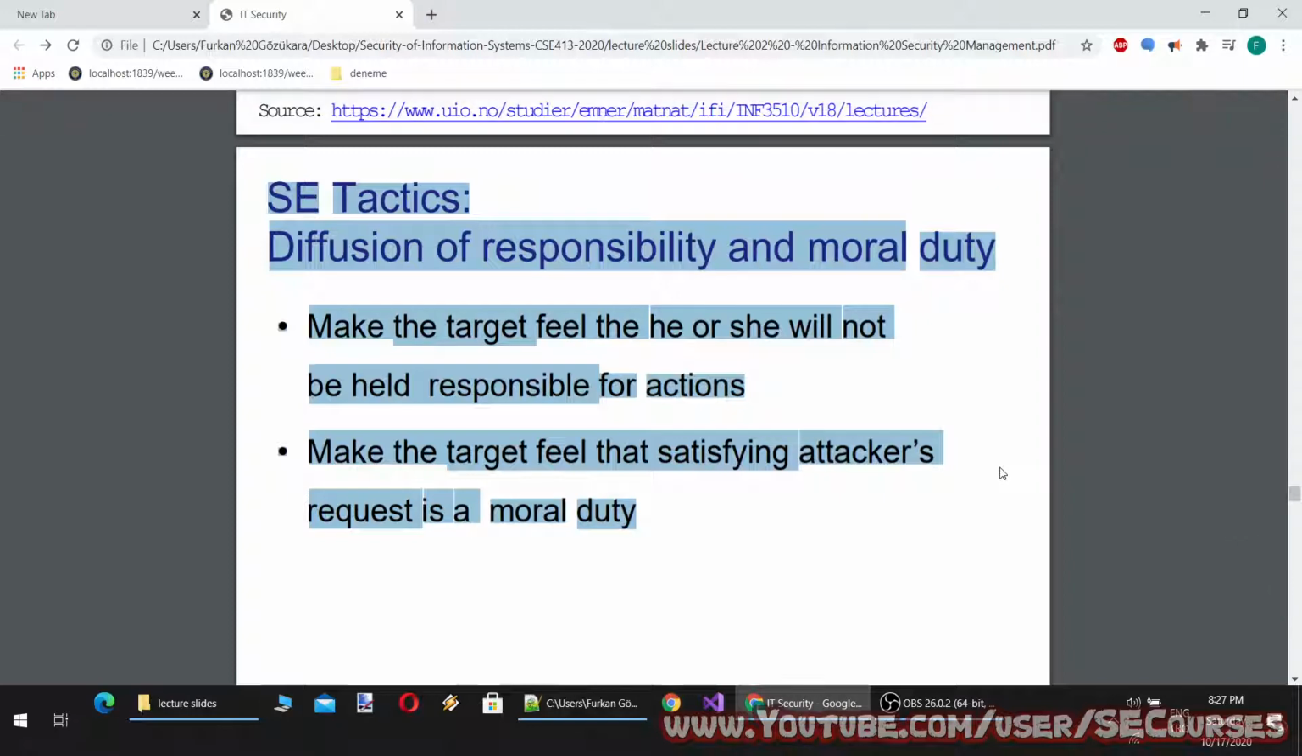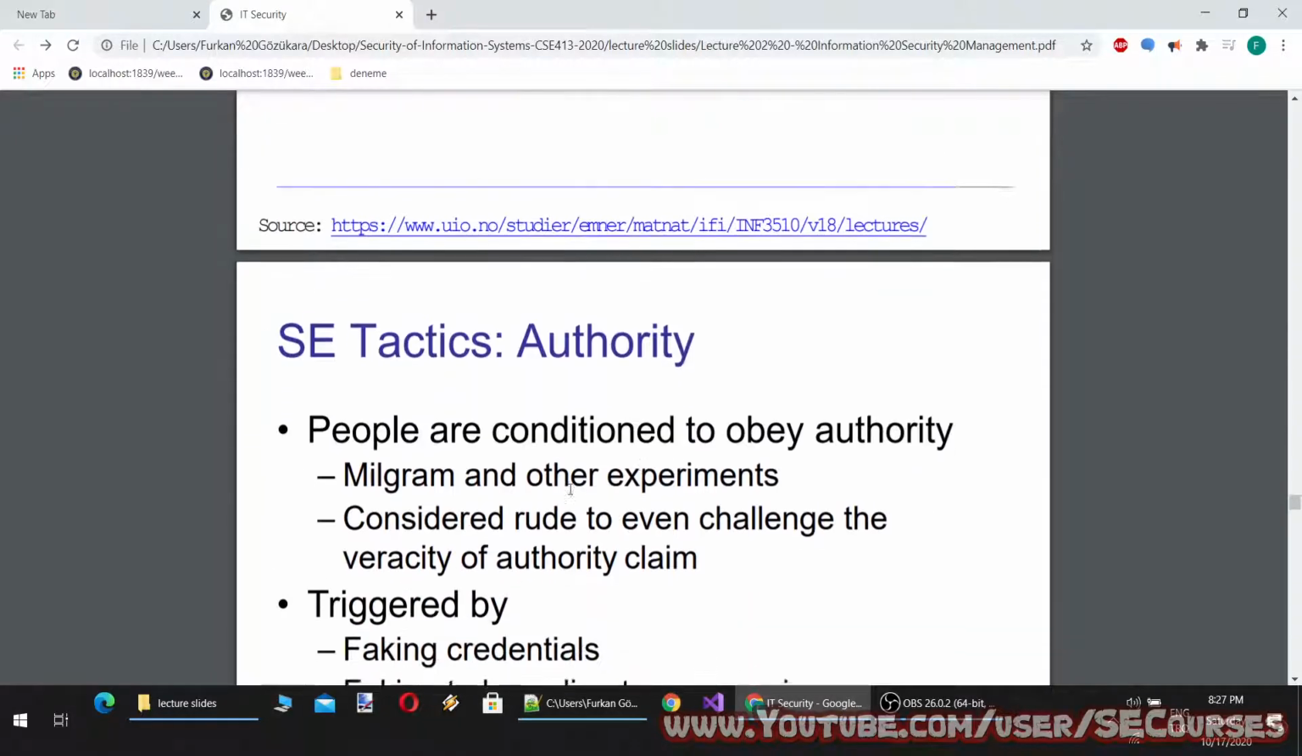SE tactics. Diffusion of responsibility and moral duty. Make the target feel that he or she will not be held responsible for actions. Make the target feel that satisfying the attacker's request is a moral duty.